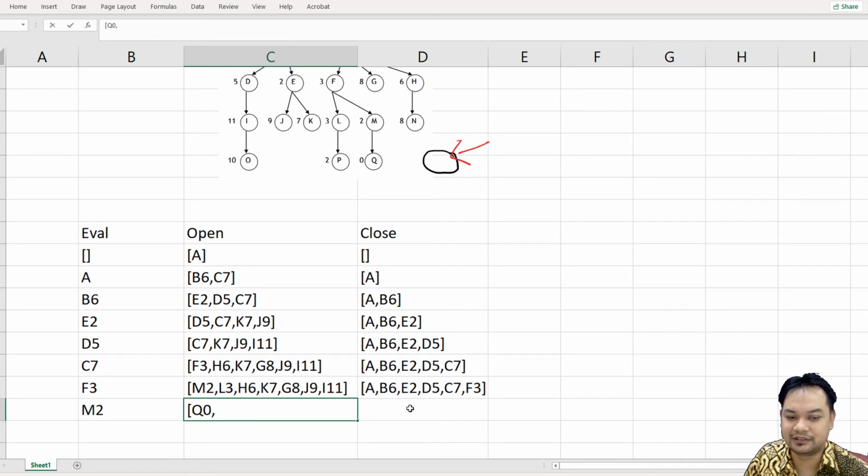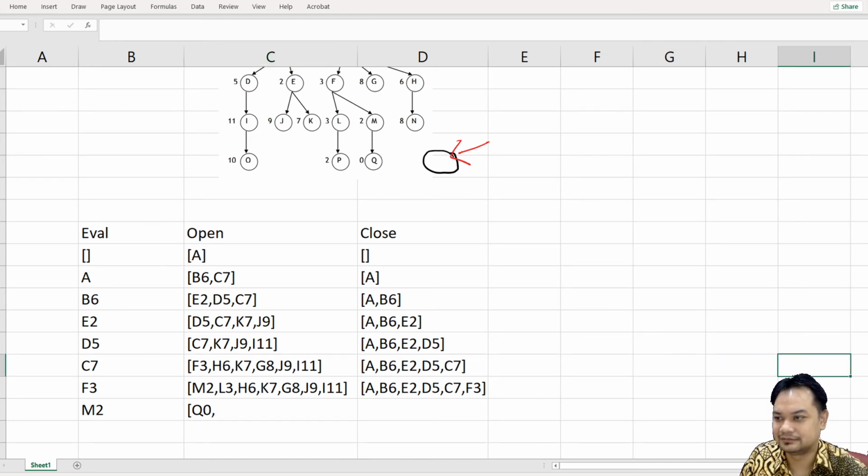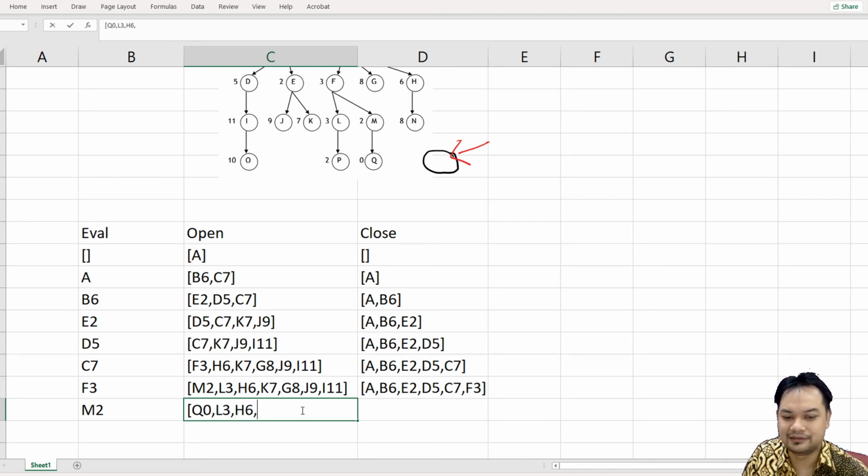Okay, Q0. Q is put at the front of the node, right? Q0 or Q0. Ada setengah panggil Q0, ada setengah panggil Q0. So some people have different terminology. That is what I can say.